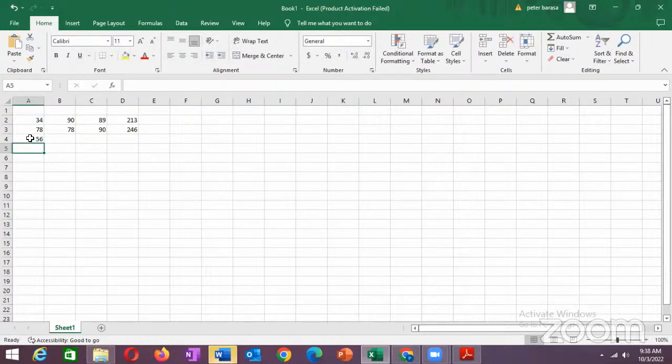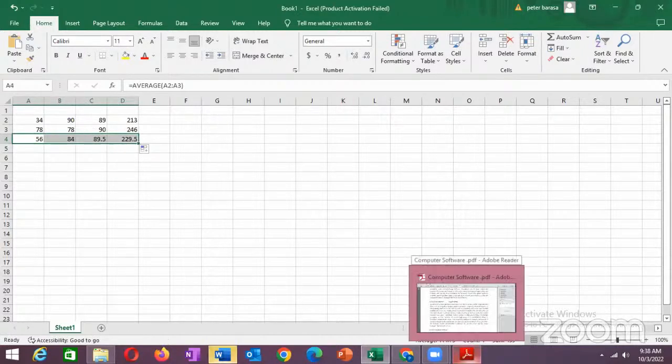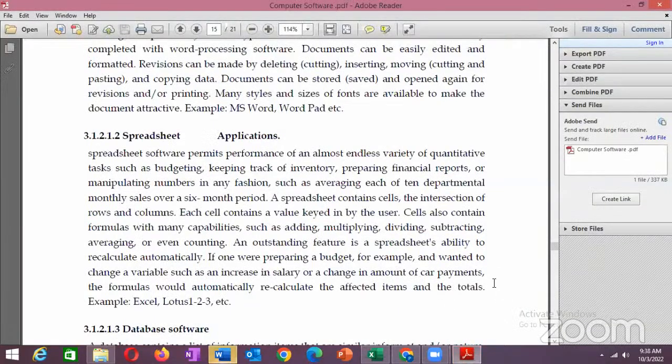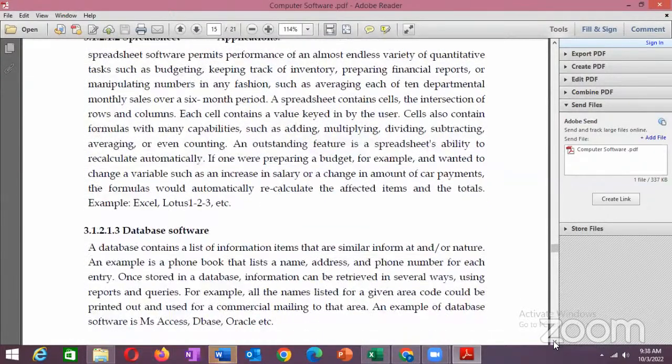So that's the average. So the average is 56. And using this again, it can give you the whole average for all these three. So it makes calculations very easy. An outstanding feature is a spreadsheet's ability to recalculate automatically. If one were preparing a budget, for example, and wanted to change a variable such as an increase in salary or a change in the amount of car payments, the formulas will automatically be recalculated. So you can see items and the totals. So I've just shown you what I'm saying.